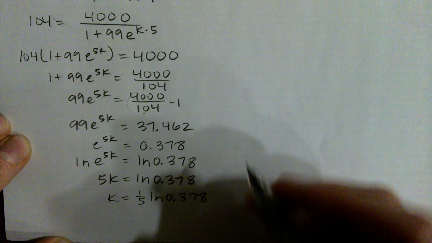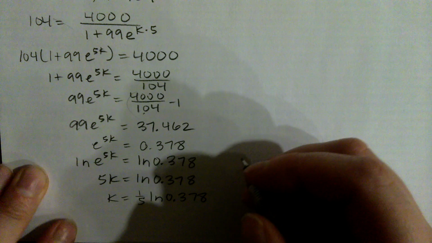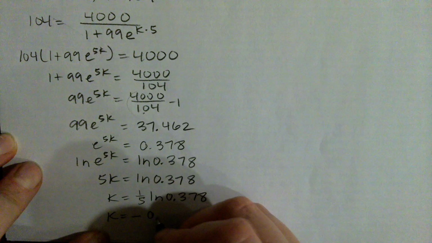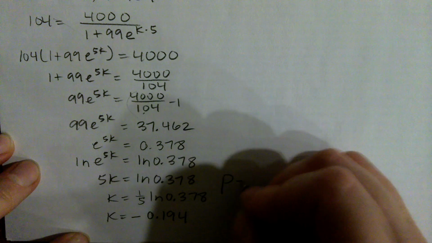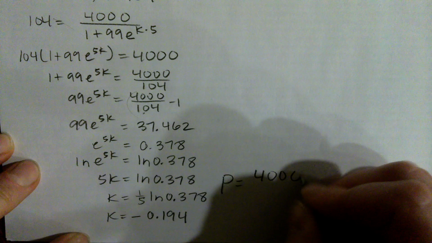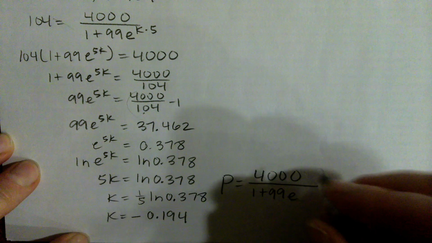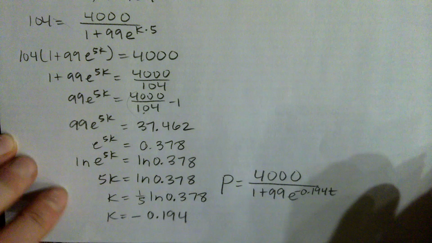And when I'm putting all this into my calculator, I'm not clearing it out. I just keep doing more steps, and then I'm just rounding it once at the end. So I get k is equal to negative 0.194. So that means my model is going to be 4,000 divided by 1 plus 99 e to the negative 0.194 t power, where t is years.